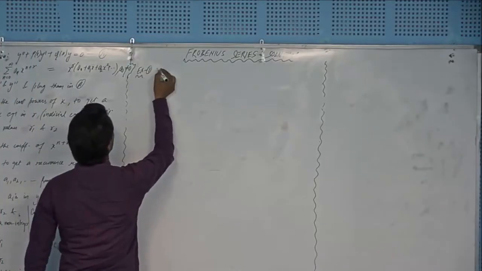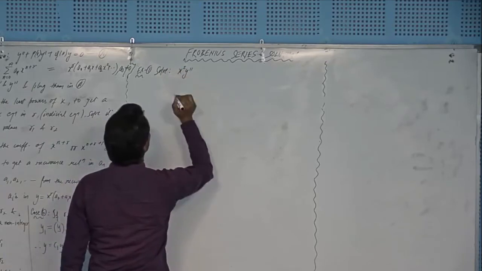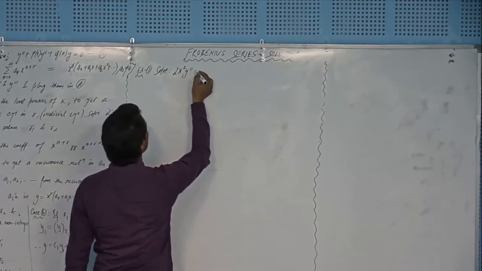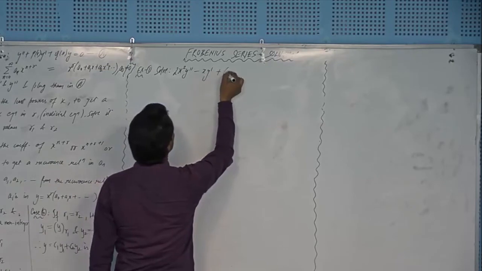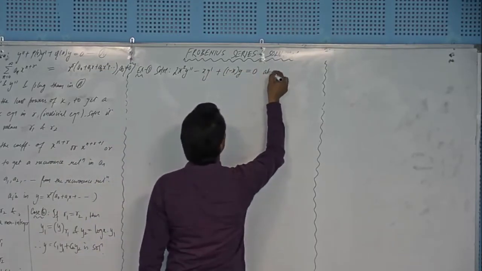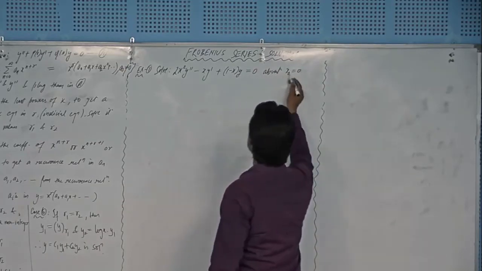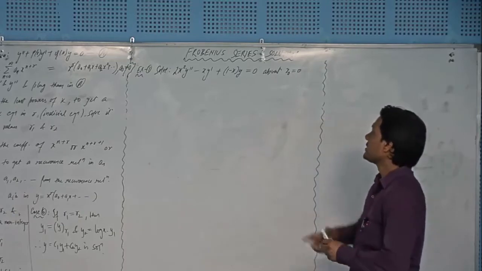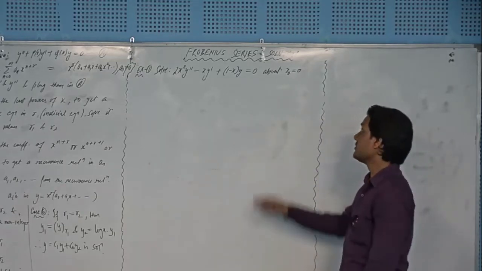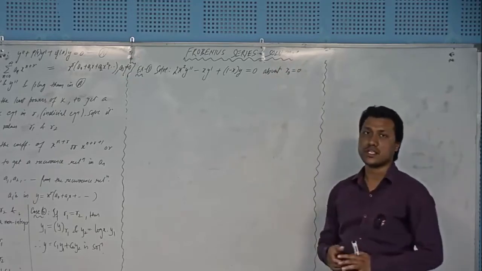Example number 1. Solve 2x square y double dash minus xy dash plus (1 minus x) y equal to 0, about x not equal to 0, right? So generally this point is skipped in numericals, but if it is given, then you will take this point, but if it is not given, you always consider x equal to 0, right?